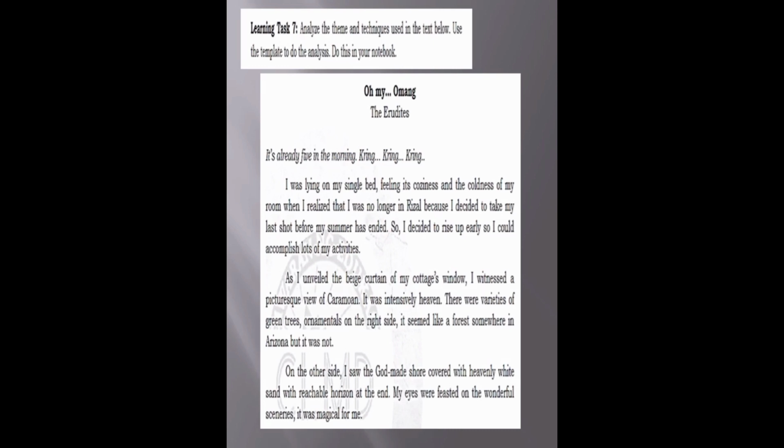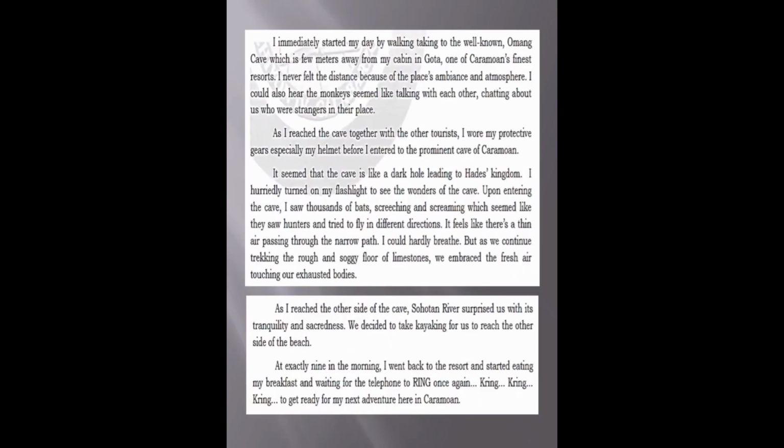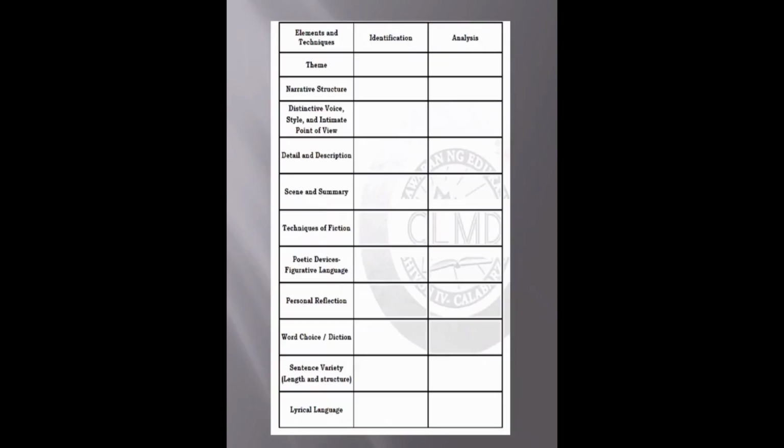On your module, on pages 16 to 17, there is Learning Task 7. Analyze the theme and technique used in the text below. You will be using a template to do the analysis. I want you to prepare your notebook and then read the selection by the Erudites, "Oh My Oma." I want you to read this carefully so that you will be able to analyze the text.